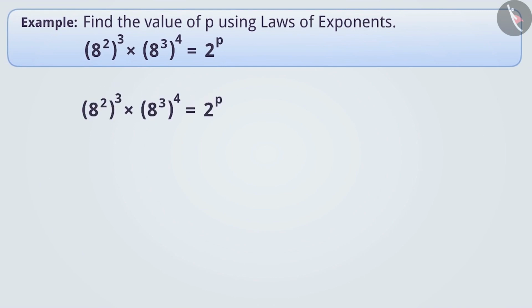To find the value of p, we have to solve the left-hand side so that we get only 8 as the base. So let's solve (8²)³ multiplied by (8³)⁴. If we have to simplify (8²)³, then which law of exponents should we use? Think a little.